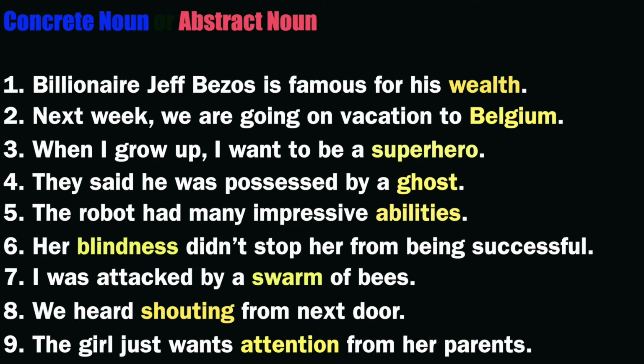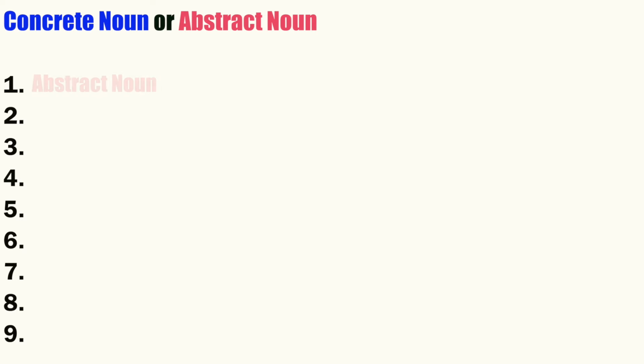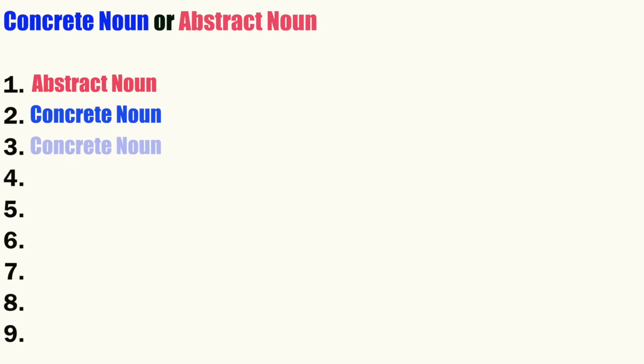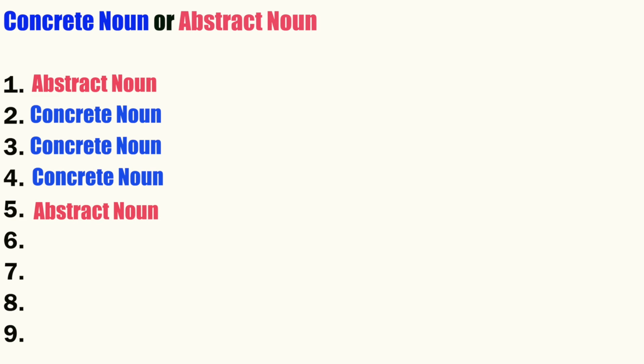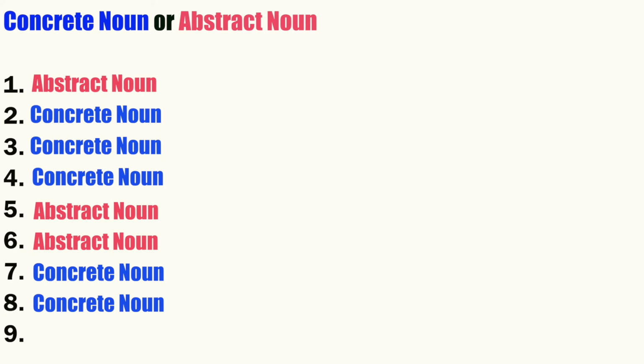Okay, let's take a look at the answers to those questions. The first one, number 1, is abstract noun. Number 2, concrete noun. Number 3, concrete noun. Number 4, concrete noun. Number 5, abstract noun. Number 6, abstract noun. Number 7, concrete noun. Number 8, concrete noun. And number 9, abstract noun.